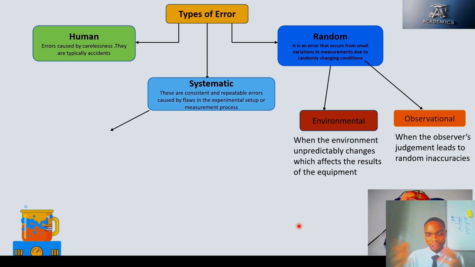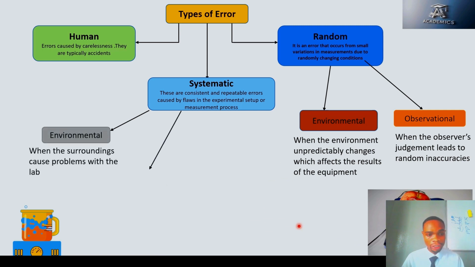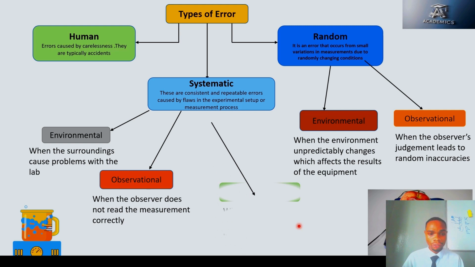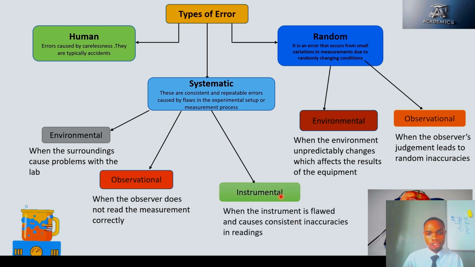We have systematic error, that is if you consistently have a wrong result at every given time. What you have to know about systematic error is that it is difficult to correct because it can be from the experimental setup you design, or it can be the limitation of the instrument you're using. It can be in form of environmental, observational, and also instrumental, when the instrument is flawed and causes consistent inaccuracies in your reading.